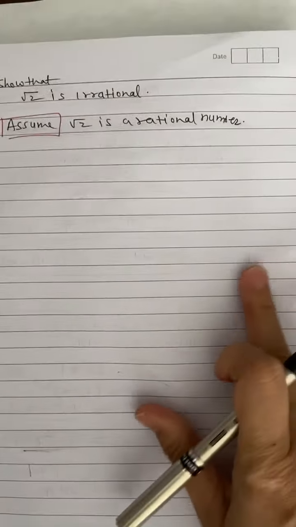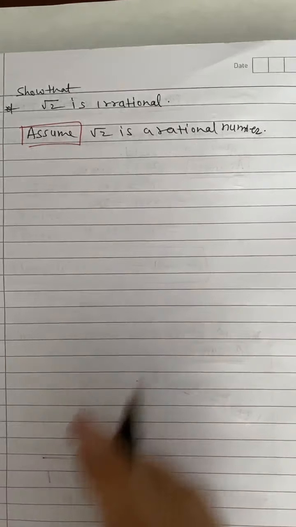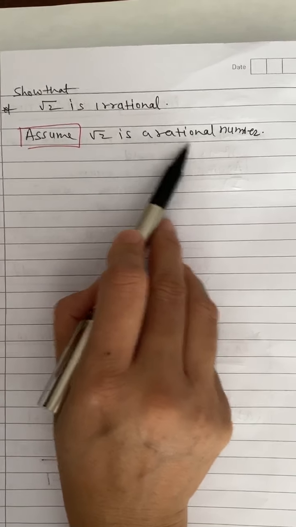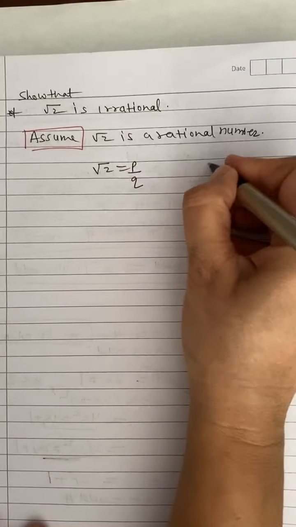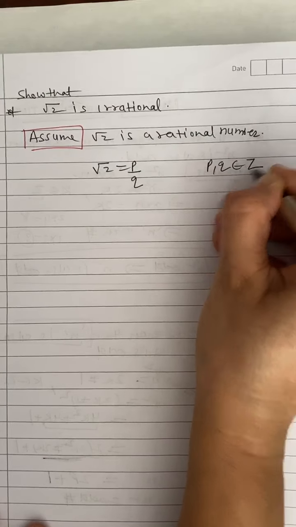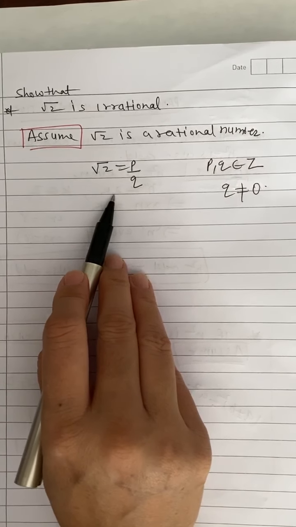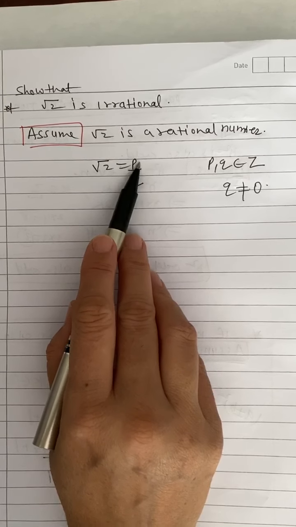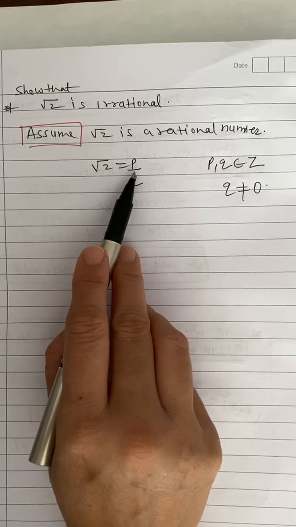The next one is a proof that the square root of 2 is irrational. Again we need to start with the assumption that the square root of 2 is a rational number. If the square root of 2 is a rational number, it can be represented as p divided by q, where p and q belong to ℤ, and q is not equal to 0. We are saying that the square root of 2 is rational, so by the definition of a rational number we should be able to represent it as a fraction. And remember, it should not have any common factor.